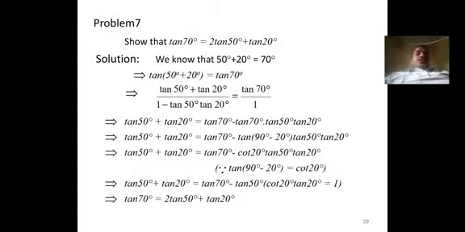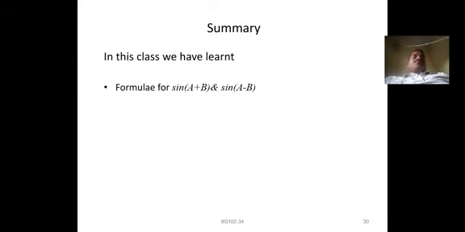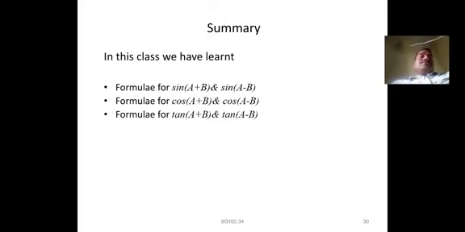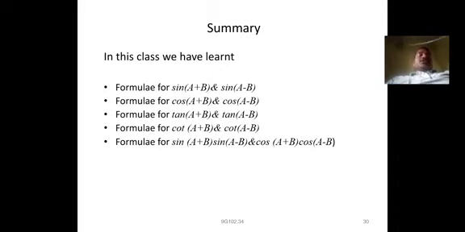Now, summary. Up to here we have learned the formula for sine of a plus b and sine of a minus b, the formula for cos of a plus b and cos of a minus b, the formula for tan of a plus b and tan of a minus b, the formula for cot of a plus b and cot of a minus b, and the products also: sin of a plus b into sin of a minus b, and cos of a plus b into cos of a minus b.